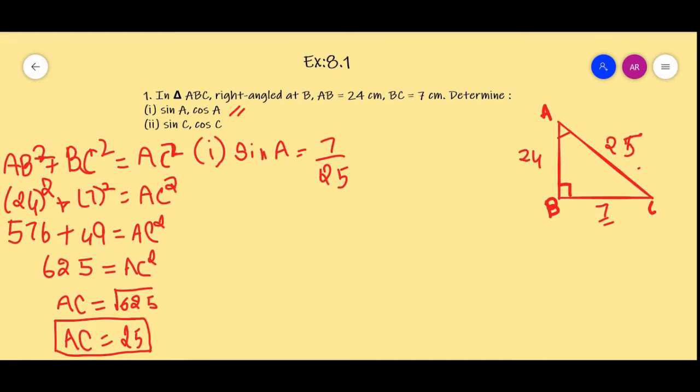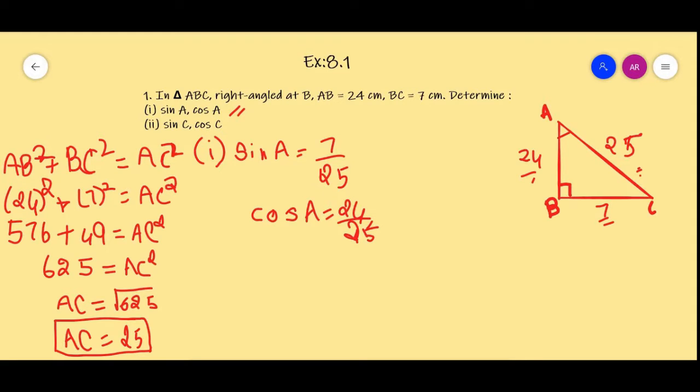Alright. And then next we have to find cos A. So cos A would be equal to 24 by 25. The simple reason is, what is cos theta? Cos theta is nothing but the adjacent side by hypotenuse. So the adjacent side to angle A is 24, and then the hypotenuse is 25. So it's going to become 24 by 25. Alright, we are done with the first bit.